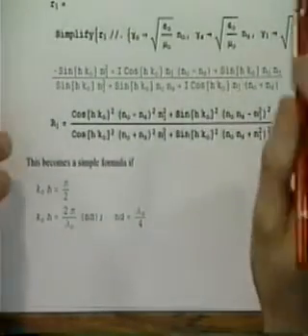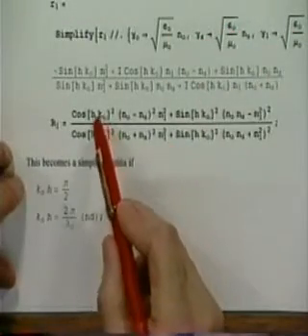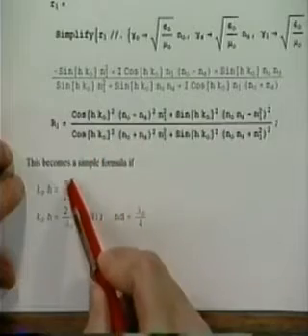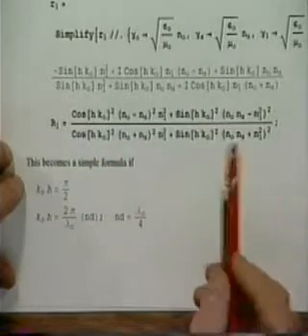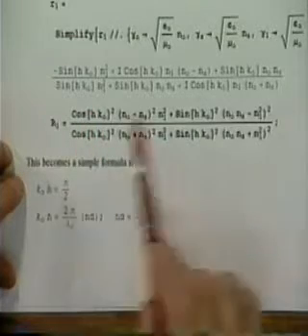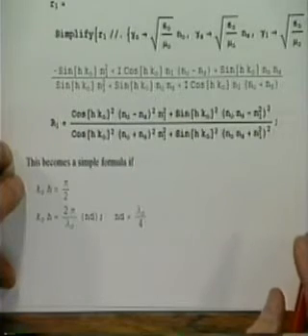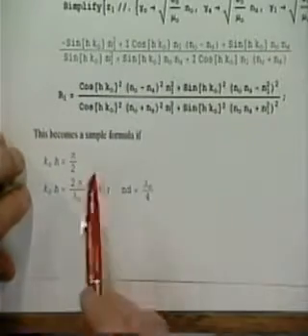Being lazy people, we'll look at this and say, how can we make this simple? What can we possibly do? Well, one thing we could do is make k naught h to be pi over 2. And if we do that, the cosines will go away, and the sines become 1, and we'll get a simple equation.